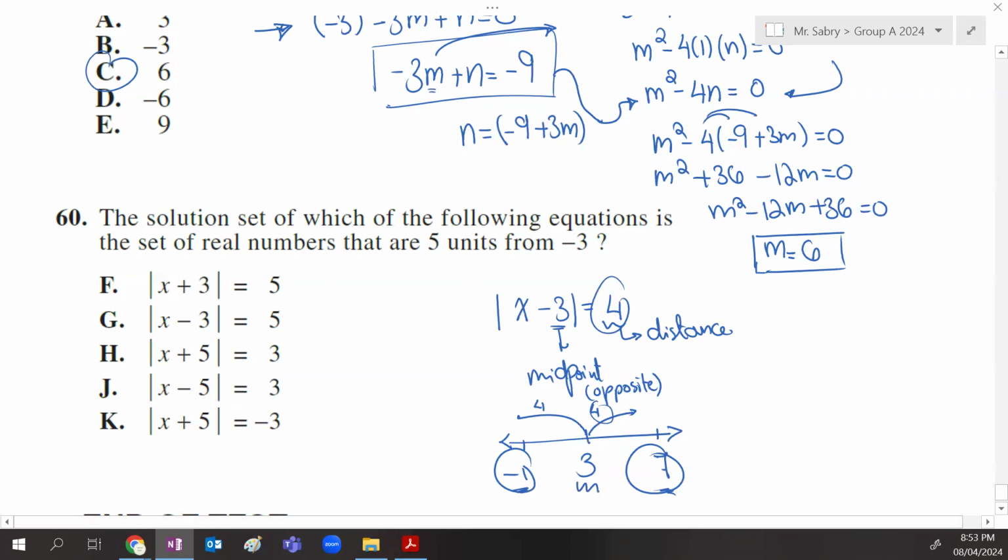So the same thing is applying here. I need the inequality that shows the numbers that are far away by 5 units from the -3. So apparently -3 is the midpoint, while 5 units is the distance. We can put them back as -3 بعكس الساين تبقى +3, and the distance بنفس الساين outside, so it makes F the correct answer. Does that make sense?